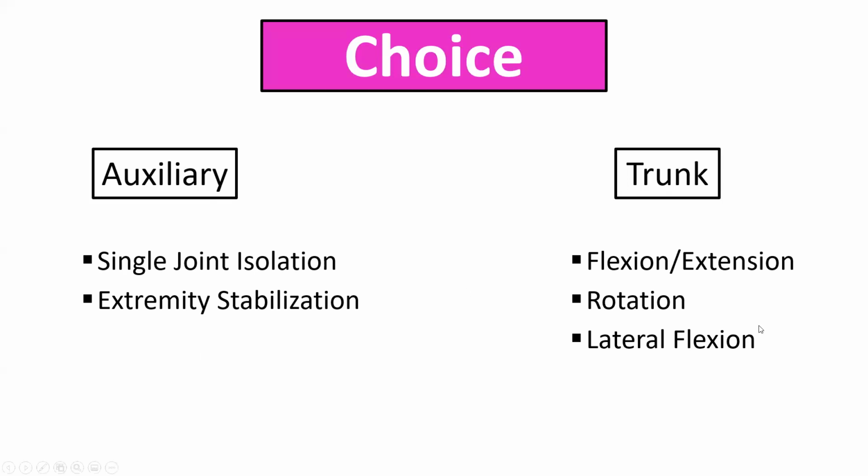We always start with resisting the movement. So I want my body to be able to resist trunk flexion, resist trunk extension, resist rotation, and resist lateral flexion first. So that gives me this foundation of stability within the trunk, and then I can start incorporating more movement because I'm able to control and resist the opposite. So here are my auxiliary and trunk-based exercises.